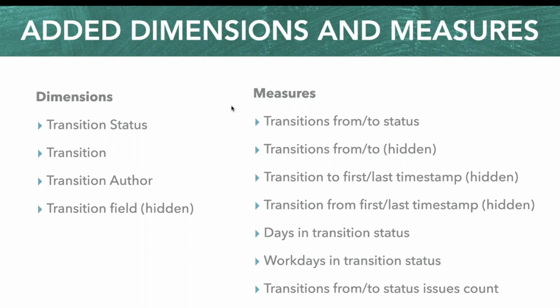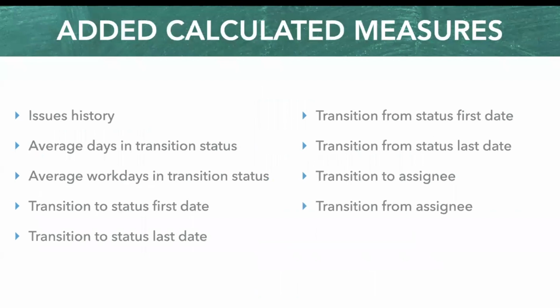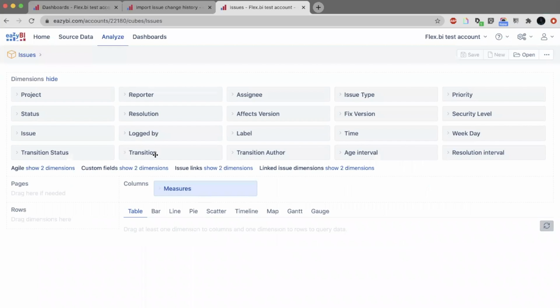So today we're going to use the transition status dimension. We are going to use these transitions from and to statuses. We're going to use days in transition status. And we're going to also use some of the calculations that eazyBI has made for us: issues history and average days in transition status. And now I want to show you in detail how this works in eazyBI.